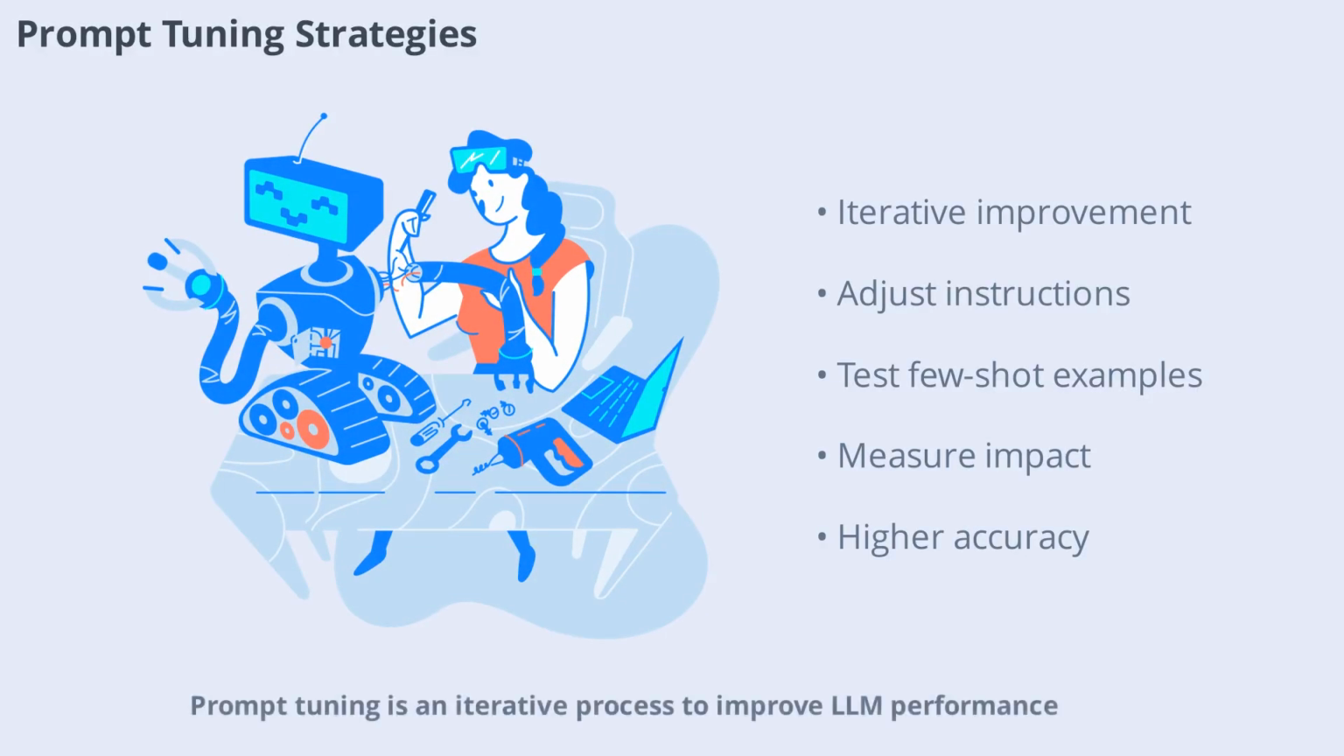Prompt tuning is an iterative process to improve LLM performance. Experiment with different prompt structures, adjust system instructions, and test few-shot examples. Use evaluation metrics to measure impact and refine prompts. Prompt tuning helps you achieve higher accuracy, relevance, and user satisfaction.